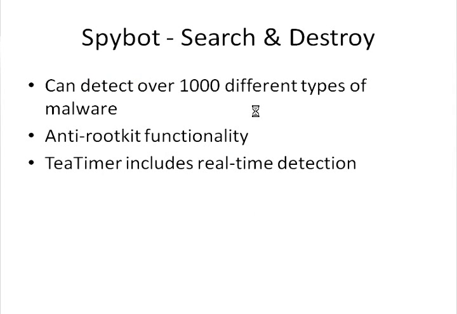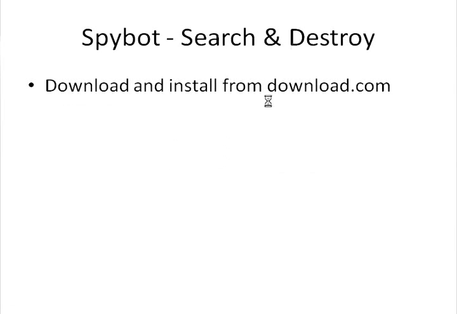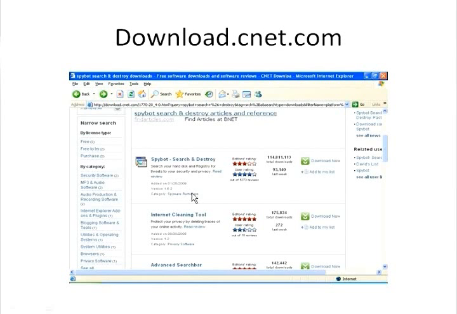Next, we're going to look at Spybot Search and Destroy. The software can detect over 1,000 different types of malware. It too has anti-rootkit functionality, and it has a TeaTimer. TeaTimer is an application that runs and looks at other running applications to see if they are malware of some kind. It's easy to download if you just go to download.com. Spybot Search and Destroy. You can see it here.